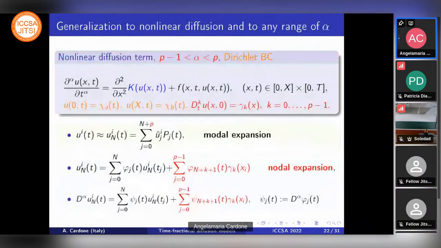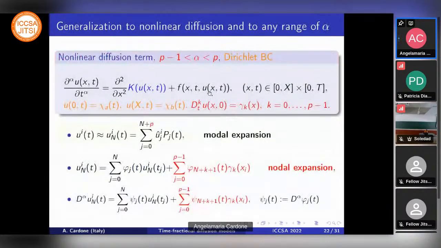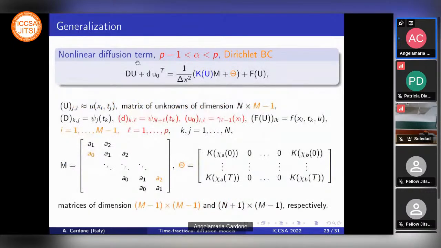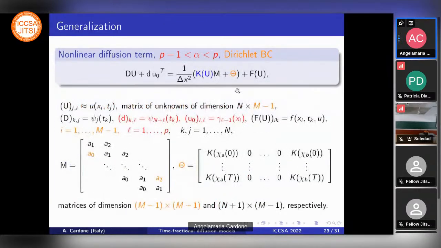And now, this approach is valid when alpha is between 0 and 1. But when alpha is between 1 and 2 or any other non-integer order, we have to modify this approach and suitably introduce new initial values depending on the derivatives of the solution at the initial point. And so the method is a little bit more complicated, but the formulation is still more or less the same. What's more, we also considered a nonlinear diffusion term as a further generalization of the problem. And so we come to this Sylvester equation. In this case, the unknown is still U.